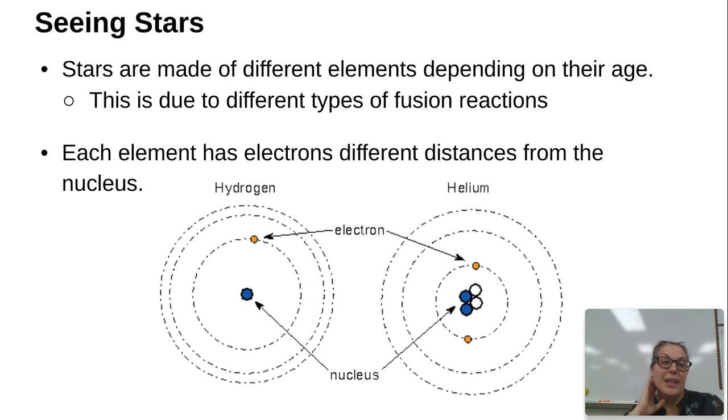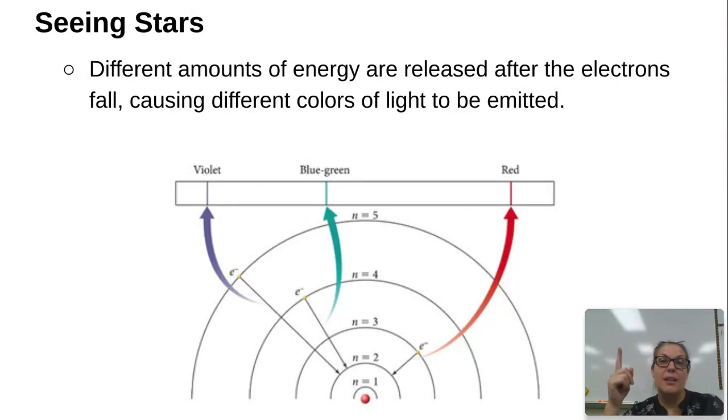So we know that each element has electrons with different distances from the nucleus. It is not the same. Look at our hydrogen and helium. Because they're different distances, they have different energy values. Therefore, different colors of light will be emitted at that point. Oh, look at that. Next slide. Different amounts of energy are released after the electrons fall, causing different colors of light to be emitted.